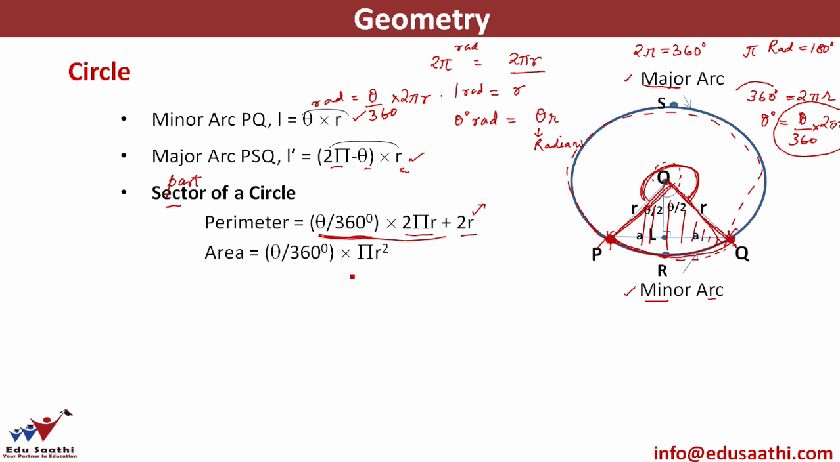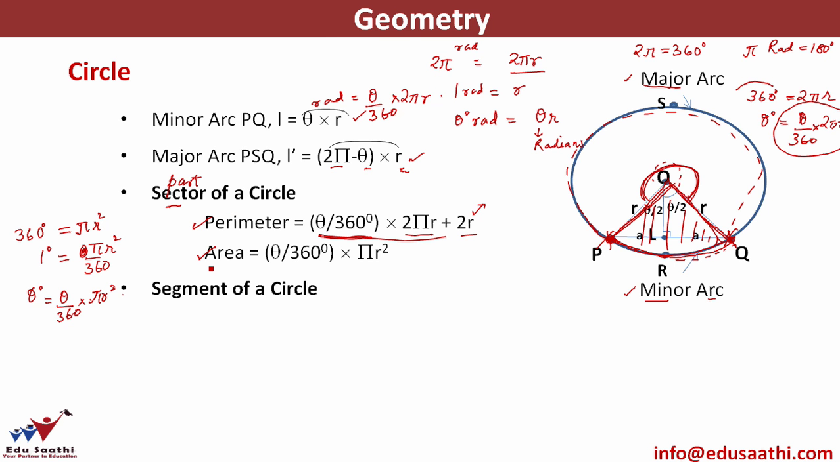If I have to find the area of the sector, it would again be given by the same formula. If the total angle which is subtended at the center is 360 degrees and the area of the circle is pi r square, if the angle subtended is 1 degree, it will be 1 over 360 into pi r square. If the angle is theta degrees, it will be theta over 360 into pi r square. So it's a simple application of unitary method to find out the area and perimeter of the sector of a circle.